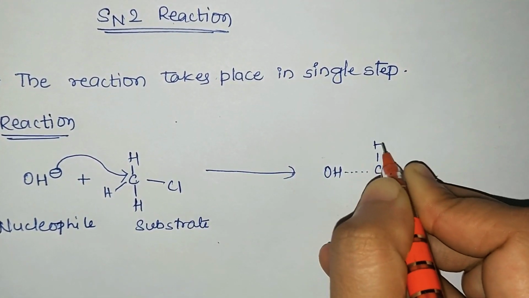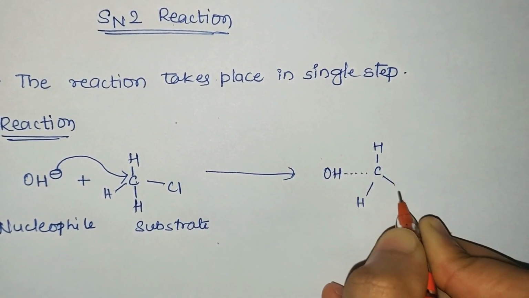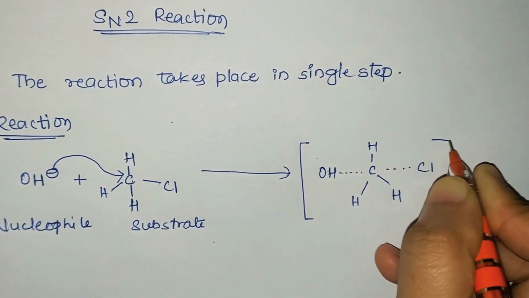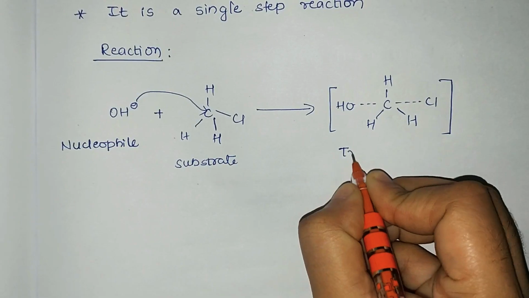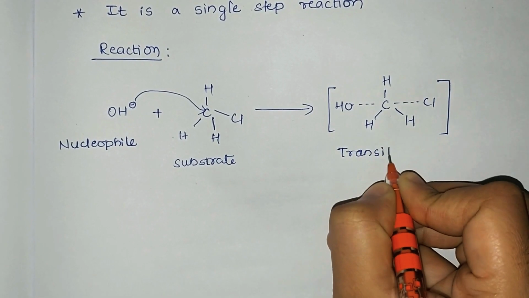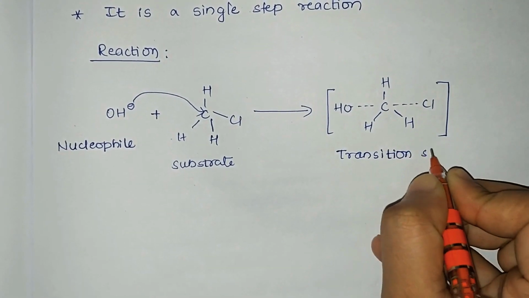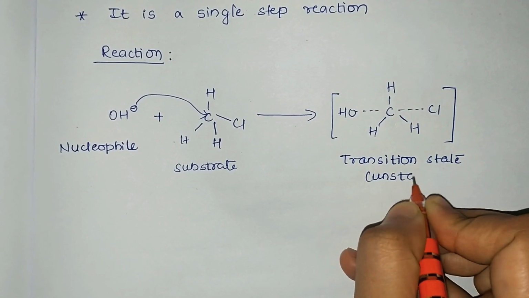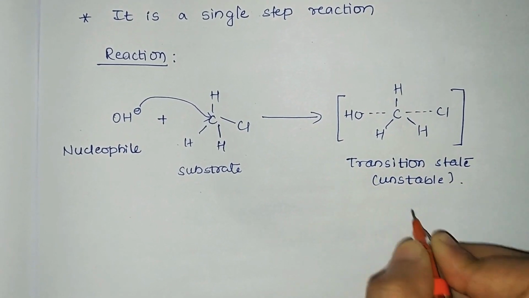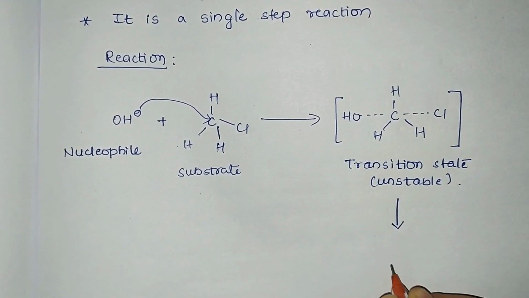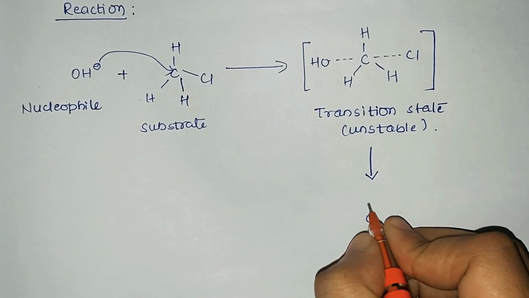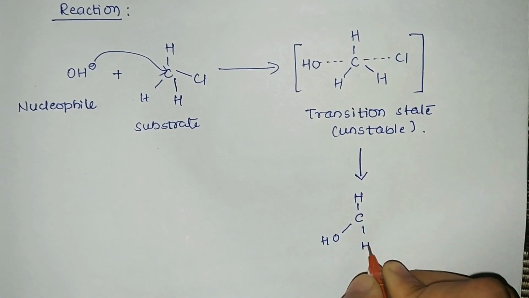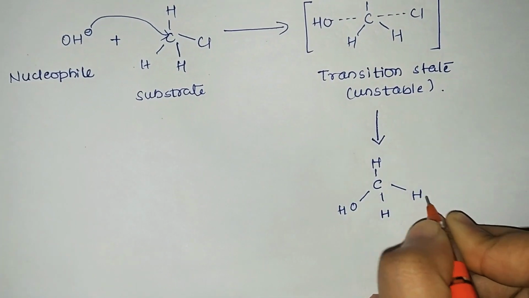But what about the condition of this state, whether it is stable or unstable? It is highly unstable. Why is it highly unstable? Because it has higher energy, and as we know that carbon can form only 4 bonds, here it is forming 5 bonds. So further it undergoes what? Ionization to attain stability, and on ionization which bond is broken? The bond between carbon and halide, and we get our product, that is alcohol. So the new bond is formed and the old bond is broken.